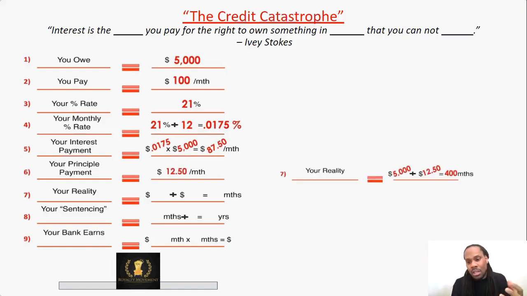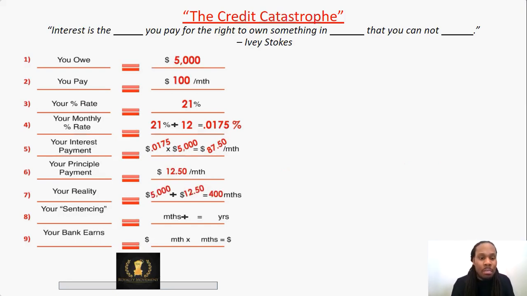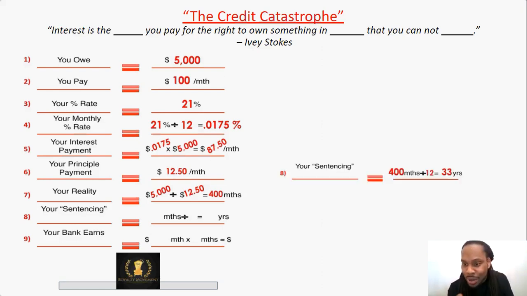So the reality is this: a $5,000 credit card balance, if that person continues to pay that minimum payment month after month, and only $12.50 is going towards actually paying it off, that will make them pay for 400 months. So if you pay $12.50 towards $5,000, it'll take you 400 months to pay that off. 400 months, that equates to, you'll see, I don't even have to tell you, I was about to get into the math.